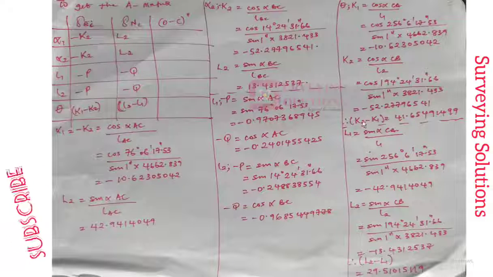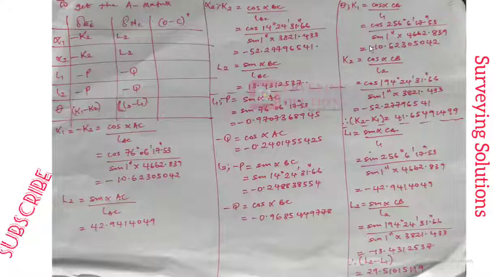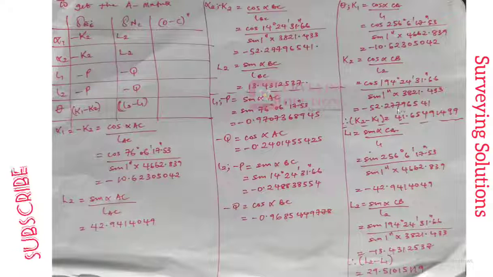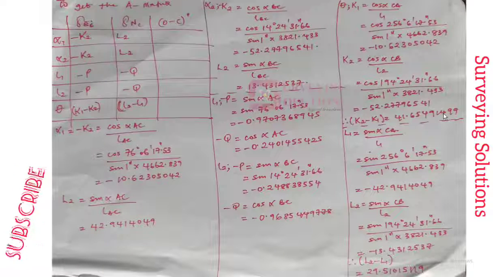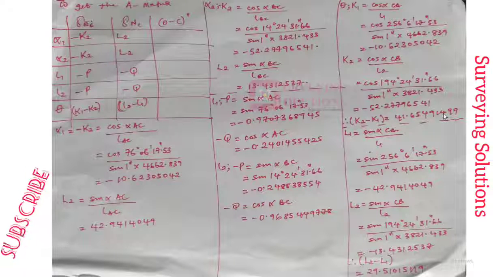So now we have K2 minus K1. Our K2 is negative 52.277965, then our K1 is negative 10.62305043. So by the time you find the difference on your calculator, you should be able to arrive at 41.6549149. Please do this on your calculator. This is very, very important. Are we together?